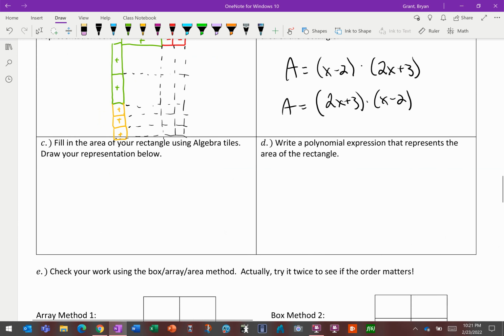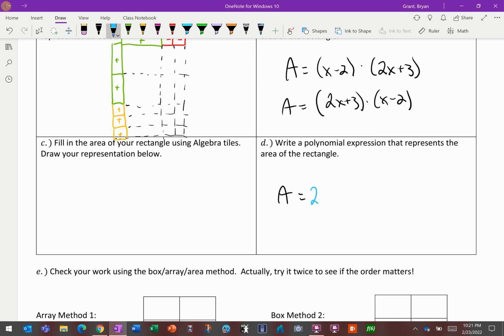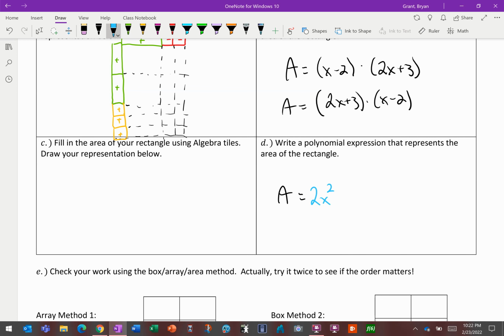So our area then, multiplied out, is going to be, well, we have 2 of these x squareds, so that's not bad. Then we have 1, 2, 3 of these green x's and 4 of these red ones. So I have 3 green x's and 4 red ones, which means they're negative. And last but not least, we have 6 of those 1's, which are negative.